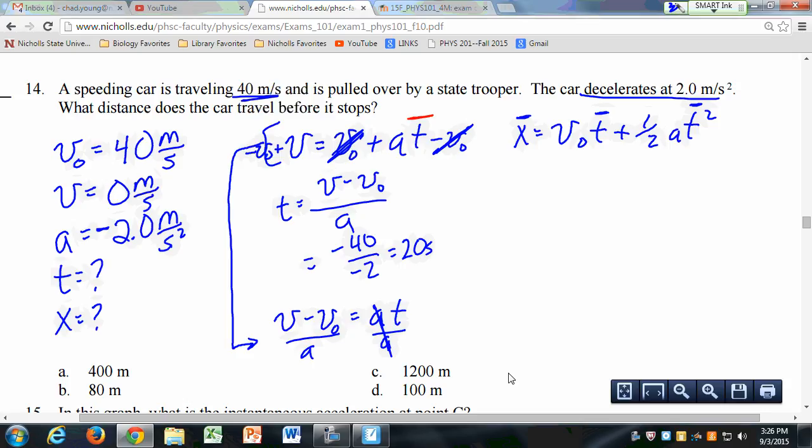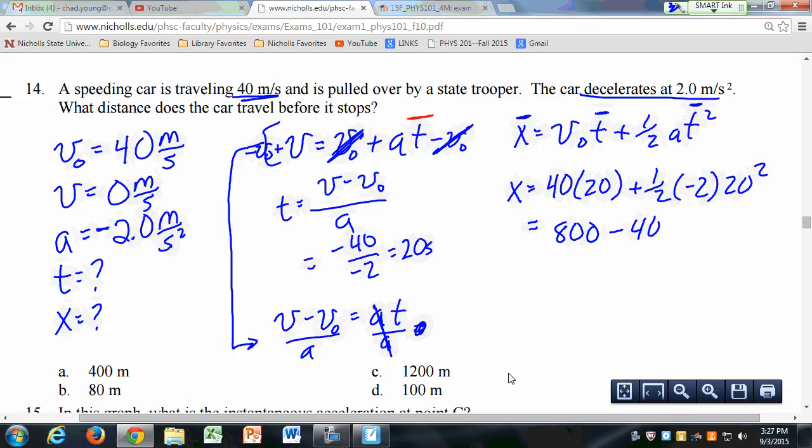Okay? All right. Now that I know t is 20 seconds, I can just solve for x. So v naught is 40, t is 20, plus 1/2 a is -2, times 20 squared. That's 800 minus 400. 400 meters. It took him a quarter mile to stop. But 400 meters would be the answer.